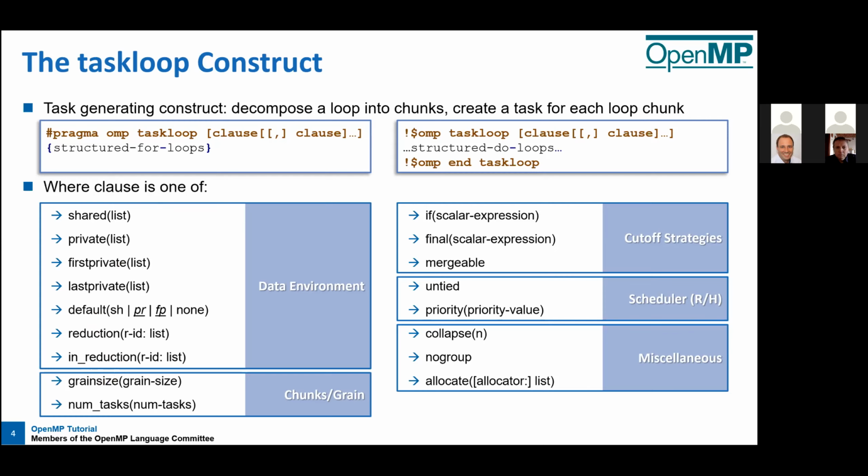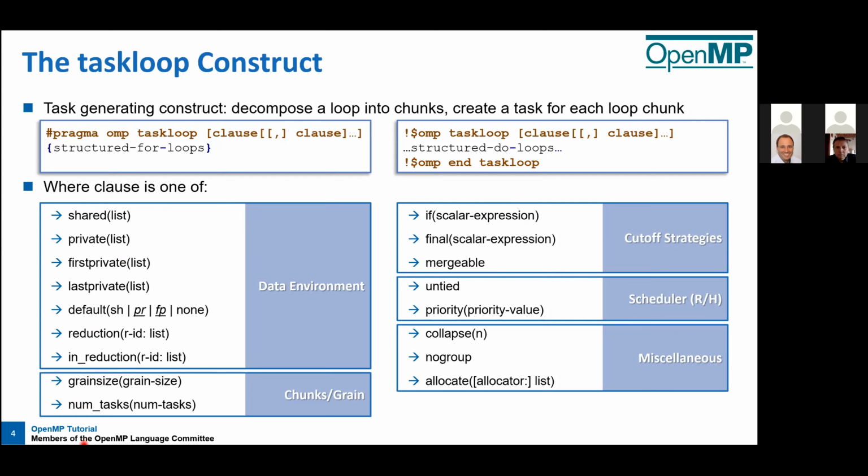So OpenMP gives you an option to either tell OpenMP what should be the size of the tasks that are created as part of the loop parallelization, or you can ask OpenMP with the num_tasks clause how many tasks you want to be generated for this particular loop, and then OpenMP does the math for you to compute what the size of those chunks should be in terms of loop iterations.